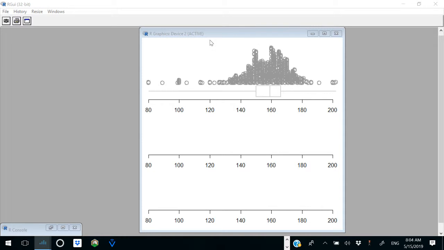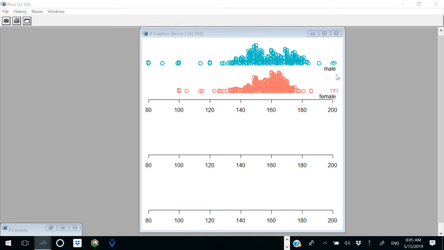So we've got a population. I think it's 400 or 500 people here that have been measured and their heights have been taken. We can see a dot plot and a box plot for the population. What we're going to do is separate this population into gender, male and female, and look at their height. So we want to do a comparison.